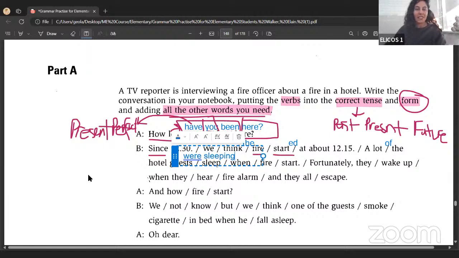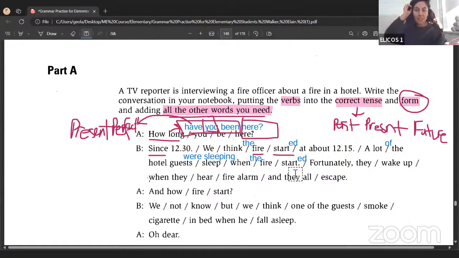When you're adding two actions, especially when you have the word "when" or "while" in between two actions, that's how you know one of them is continuous. Because this action was happening while another action was happening, or this action was happening when another action happened and stopped it. So a lot of the hotel guests were sleeping when, again, we need an article, when the fire started. We need to make sure this is an action which happened in the past, because it's not happening now.